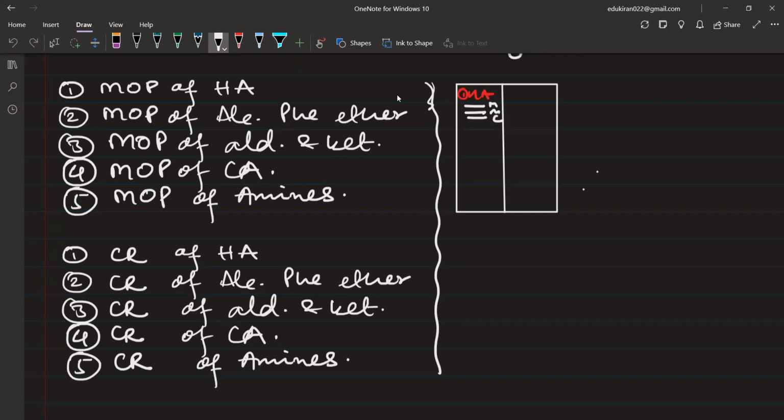And then again you will just write the names of all these name reactions, whatever comes in haloalkane, secondly in alcohol, and in aldehyde, ketone, carboxylic acid. You will just write the names of all those name reactions. Okay, then you will make another sheet.